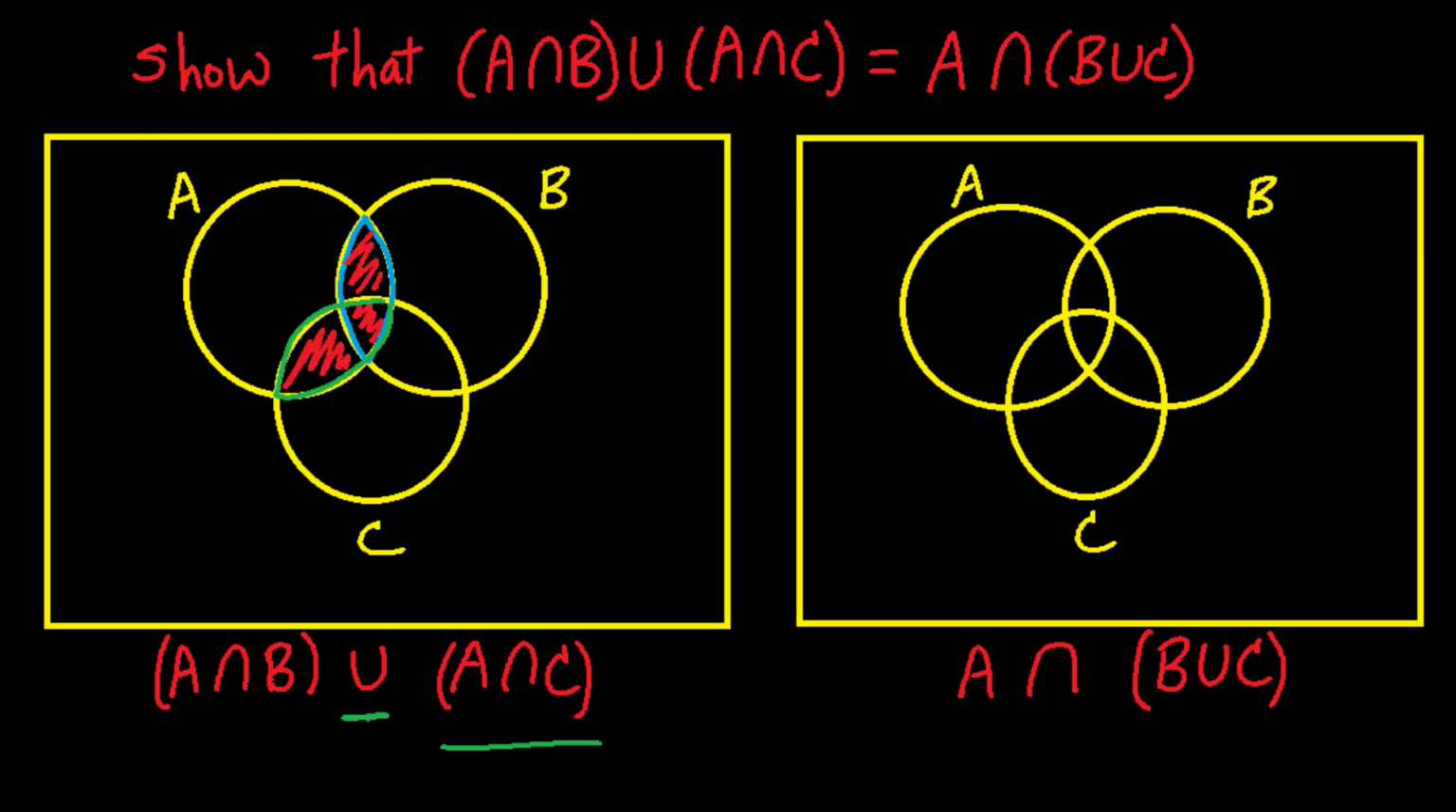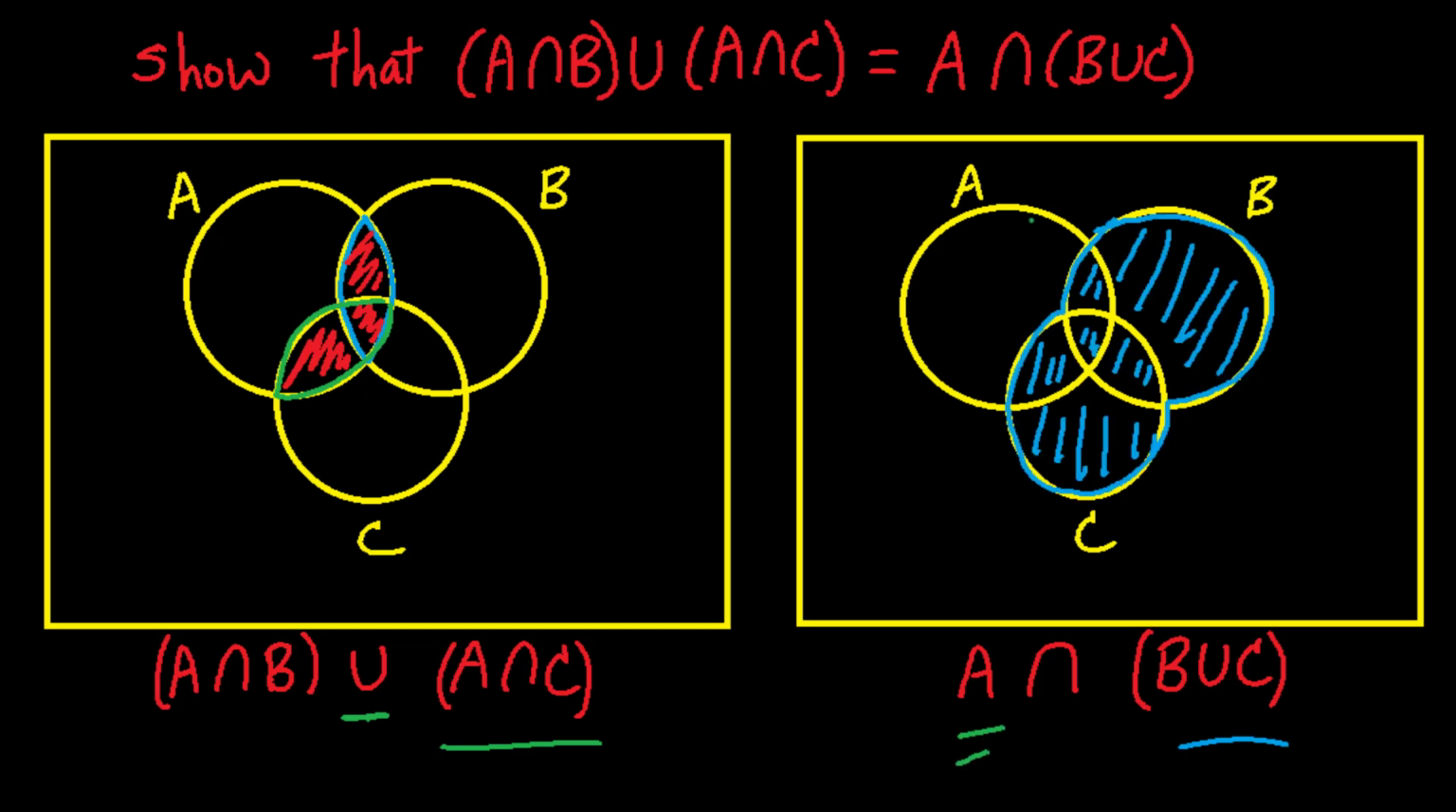The problem on the right, first do B union C. Then we need to consider circle A, which is these four regions, and we want to do the intersection. Remember, intersection is an overlap, so that's wherever you see blue and green, which exactly matches what we have on the left. So we have proven that these two statements are equivalent.